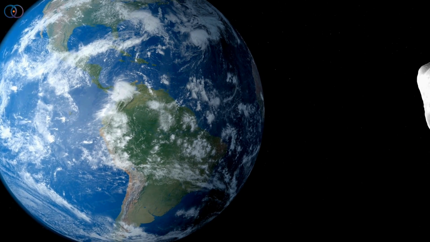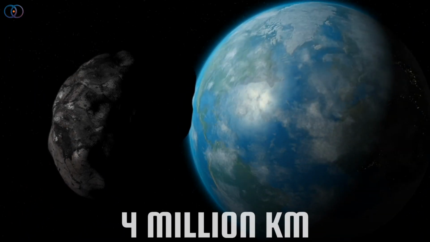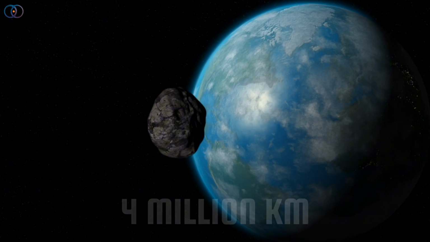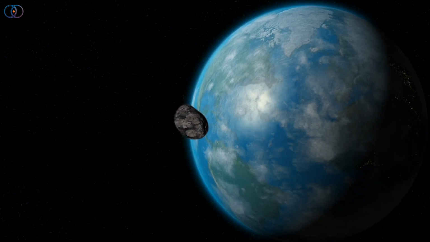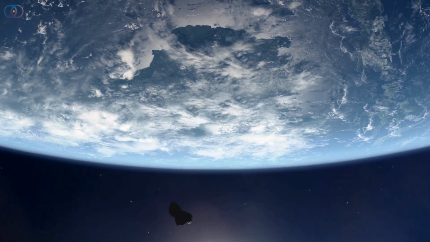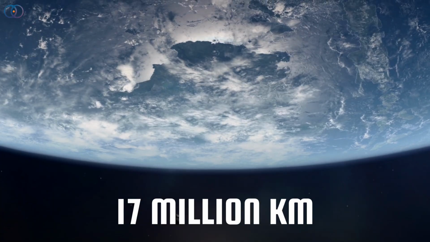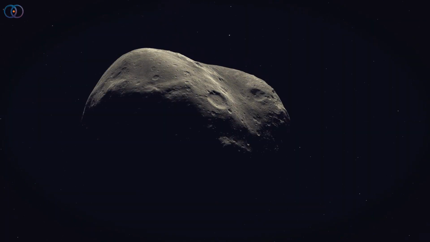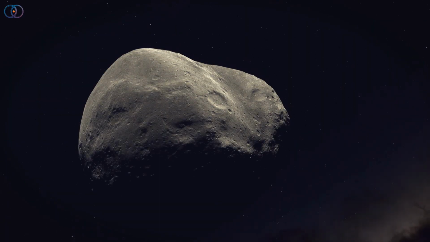At its closest, it comes within about 4 million kilometers of Earth, roughly 10 times farther than the moon. At its farthest, it can swing out to 17 million kilometers. That constant push and pull keeps it in a delicate cosmic dance with our planet.